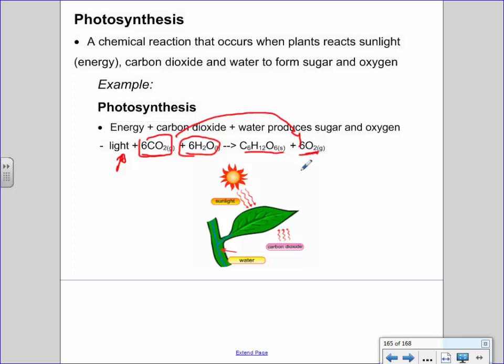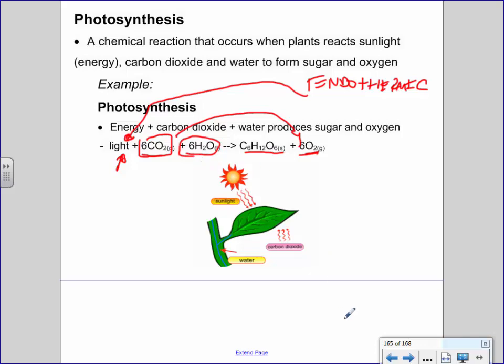Here's the thing I need you guys to know about this one right here. This right here is an endothermic reaction. Now, it's not cold in the same way, but it absorbs energy, and it does require light. And so since it has to absorb something in, that's endothermic.